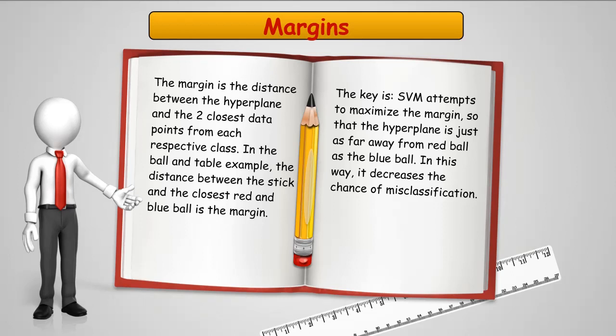What you'll see in the SVM learner is that it's trying to maximize the margins between the 2 groups. The margin is the distance between the hyperplane and the 2 closest data points from each of the respective classes. So in the ball and table example, the distance between that stick and the closest red ball and the closest blue ball is the margin. For SVM, it's trying to maximize the distance of the margin so that the hyperplane is just as far away from the red ball as it is from the blue ball. And it's in this way that it decreases the chance of misclassification.